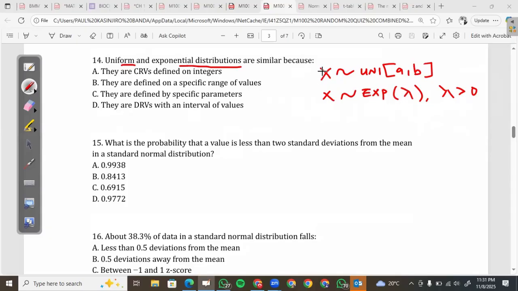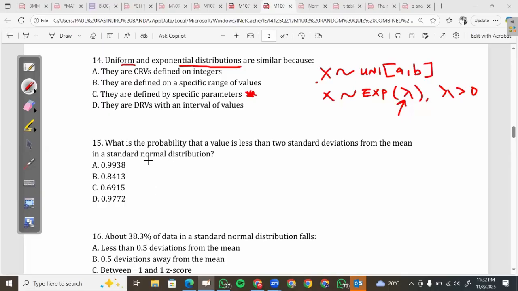In the uniform distribution, X depends on the parameters A and B, and in the exponential, X only depends on this parameter lambda. So in the uniform, we have two parameters A and B, but in the exponential, we only have one parameter, which is lambda. So the best answer that we can pick would be that it's defined on specific parameters. So we pick this one here. That's the answer, unless you guys have questions.